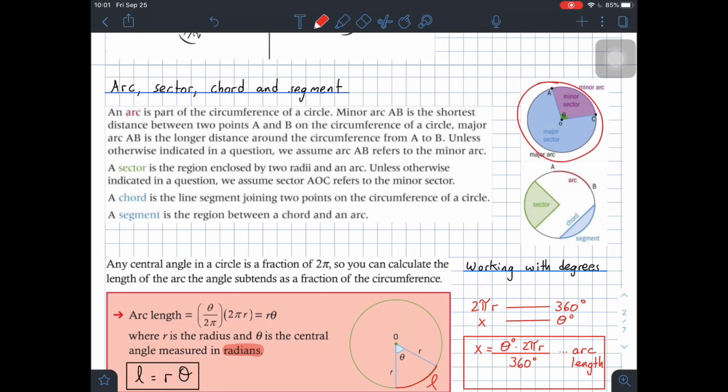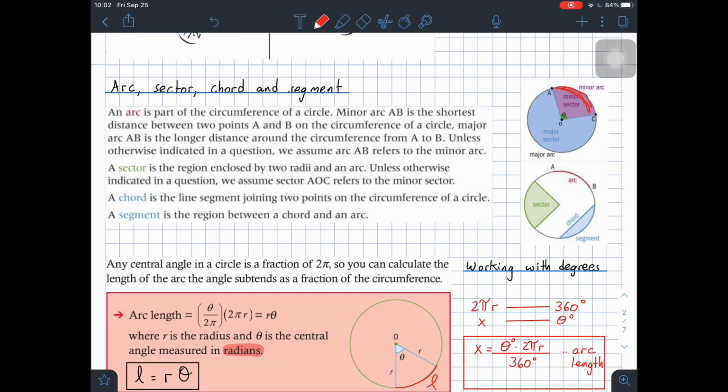If you take a look at this circle over here, this is an arc. Or if you take a look at this one, it's easier. This red line on the circumference is the arc. It says, minor arc AB is the shortest distance between 2 points A and B on the circumference of a circle. Major arc AB is the longer distance around the circumference from A to B.